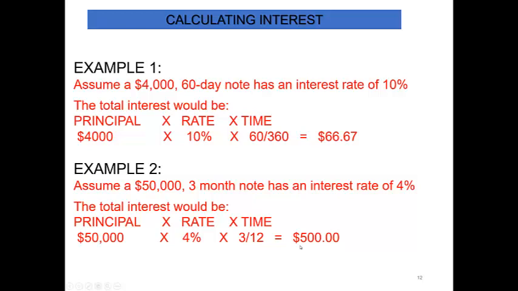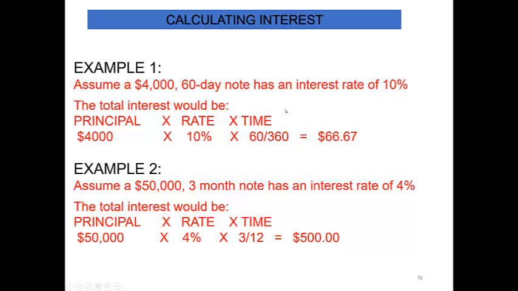So the time is really important when you're calculating interest. And if students make mistakes, it's usually with the time component. So if you did principal times rate, you would get an interest figure for 1 year. So if you're calculating interest for a note of less than a year, you have to make sure and get that time in there.